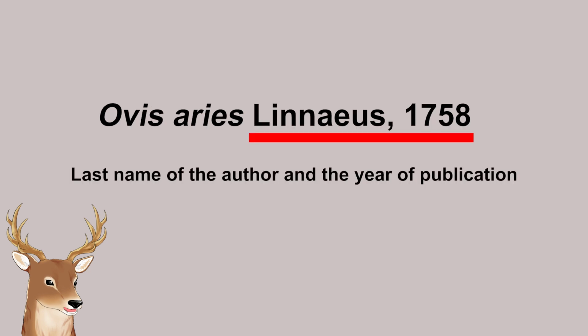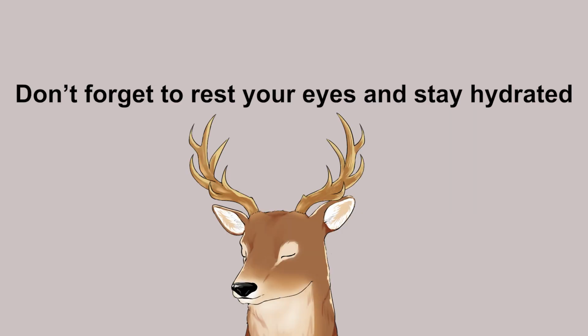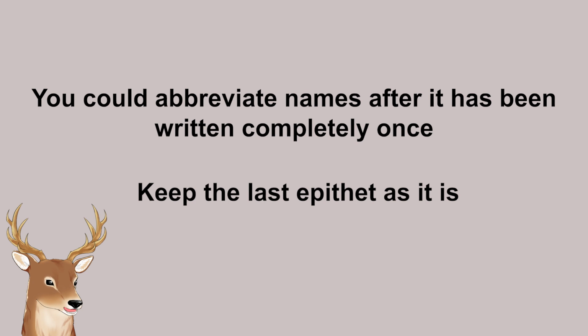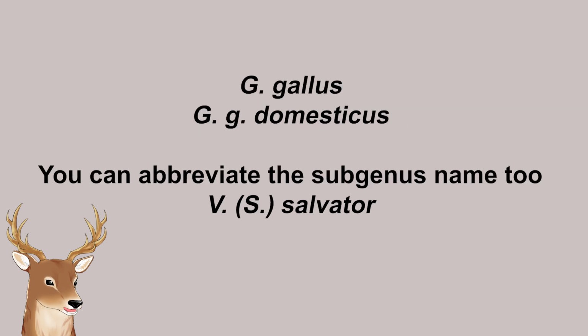Most of the time, the scientific name is followed by authorship. Authorship is written for the author who first publishes the description and name of an animal. Abbreviation could be used in articles after a full name has been written once. You could abbreviate epithets, but not the last one. For example, you could abbreviate Gallus gallus as G. gallus, or Gallus gallus domesticus as G. g. domesticus.